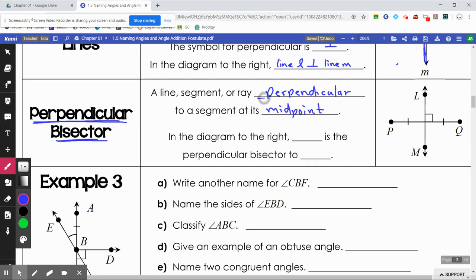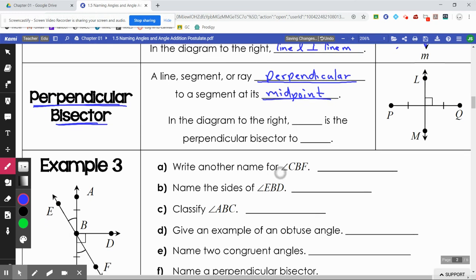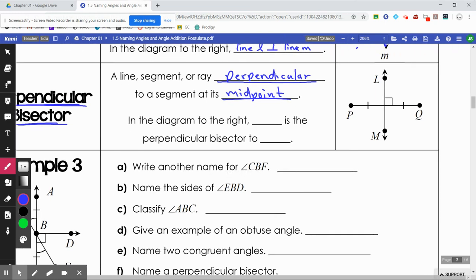So what does that mean? It's perpendicular and it cuts it in half. In the diagram at the right, you see line LM. Notice what line LM does. Line LM is perpendicular, and not only that, since this and this are the same, that means this must be the middle. So that means that line LM cuts through the middle.